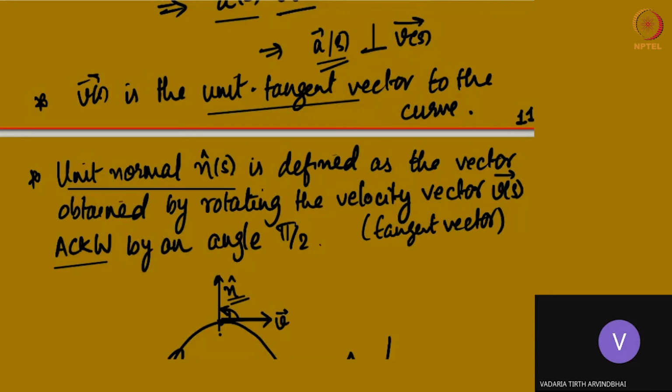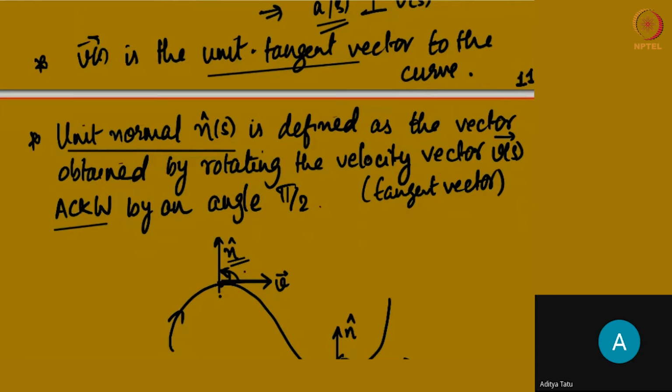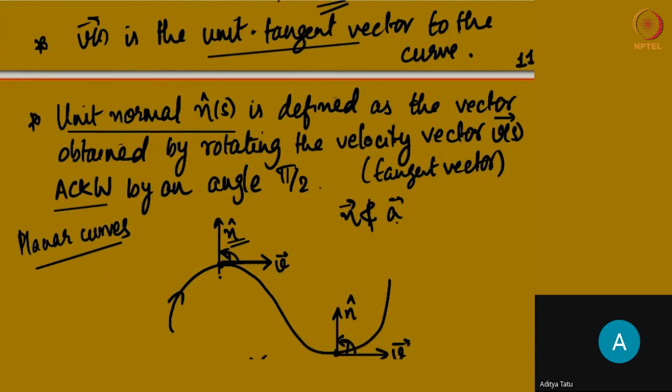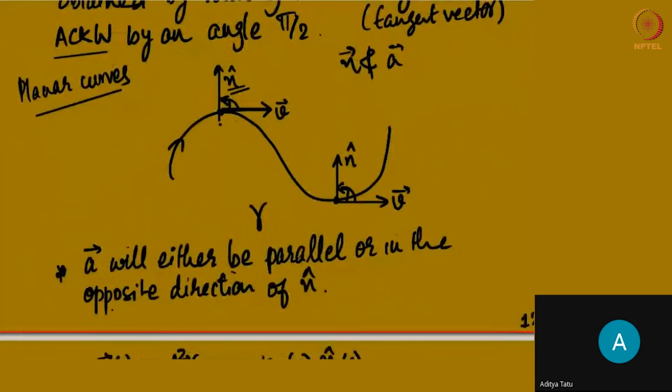How can that be? So we are talking of planar curves, right? Okay, then it will be parallel. Yes, sir. Then parallel or anti-parallel? Then parallel or anti-parallel, right? So the cross product of A and n cap is 0, right? So more than that, the acceleration vector A will either be parallel or in the opposite direction of n cap. Okay?